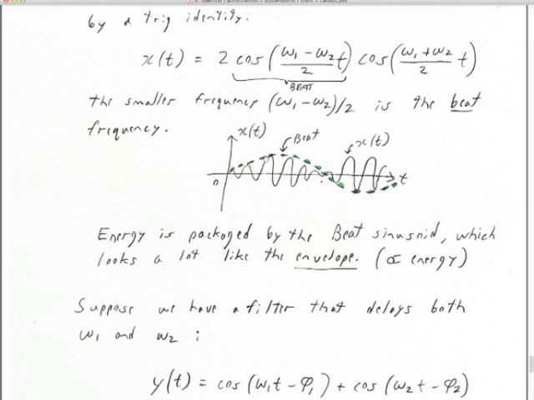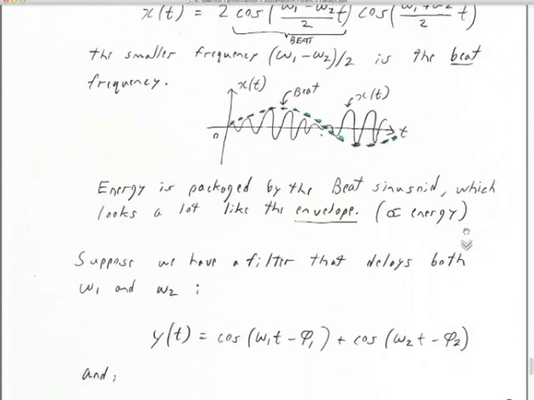So you're going to get this high carrier frequency, which I've drawn here as the higher frequency, that's modulated, or scaled, by this beat frequency, which is the low, small frequency. And there's the beat frequency sinusoid, and it's scaling what I might call the higher carrier frequency. So the energy is kind of packaged.